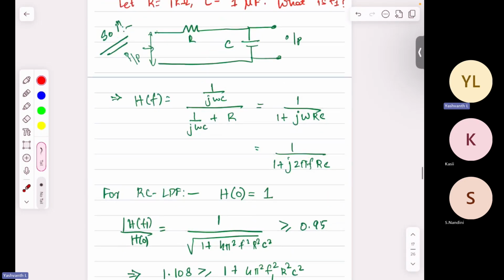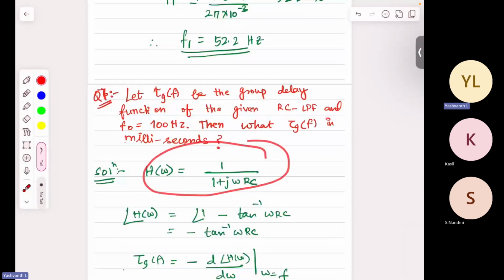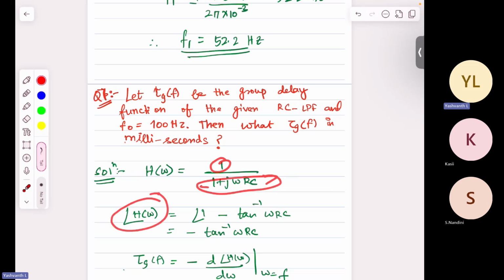We just derived H of omega, the frequency response of an RC low pass filter, to be 1 by 1 plus j omega RC. So just take that. That is the frequency response of the given filter. But for group delay, what you should do is find the negative derivative of your phase response. Therefore, you need to find the angle of H of omega. When you divide two numbers, the angles get subtracted. Therefore, the angle of the numerator minus the angle of 1 plus j omega RC is the angle of H of omega.